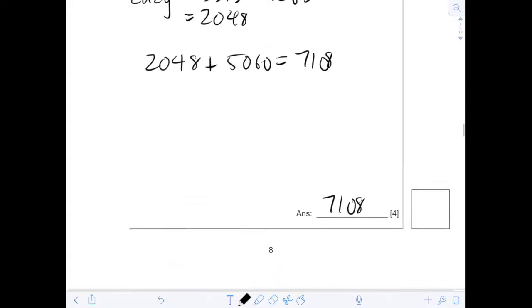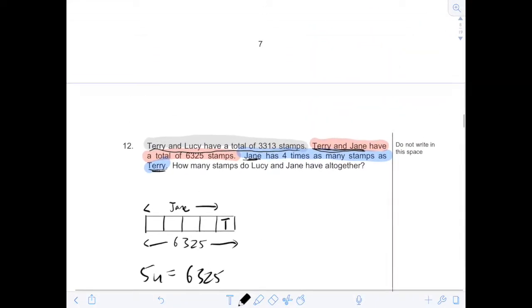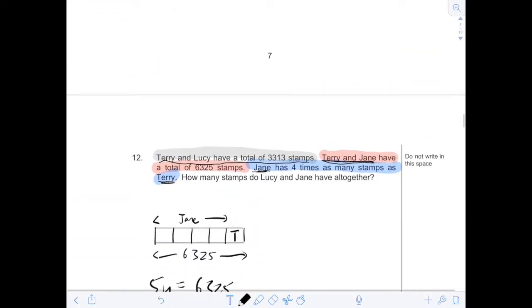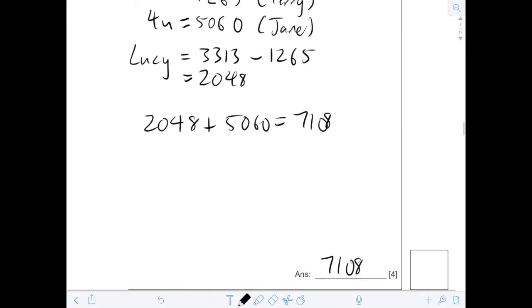Okay, now please take note, for 4 and 5 mark questions, you will need to write your final statement. So here I'm going to write just a simple one, 7108.